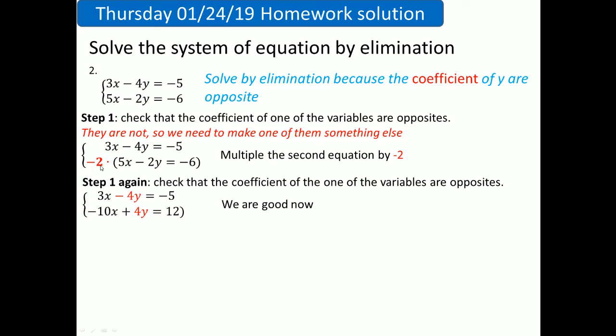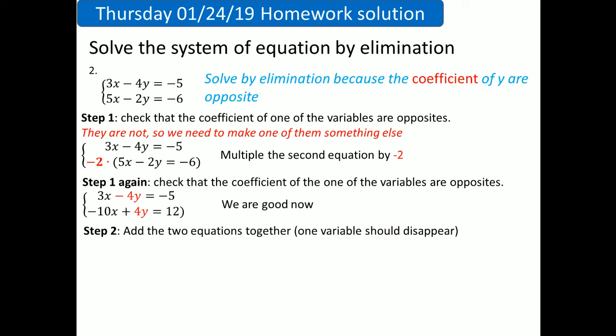So negative 2 times 5x gets negative 10x. Negative 2 times negative 2y gets me positive 4y. Negative 2 times negative 6 gets me 12. So we are good now. I checked that the coefficients of one of the variables are opposite, negative 4y and positive 4y. The coefficients are now opposites.